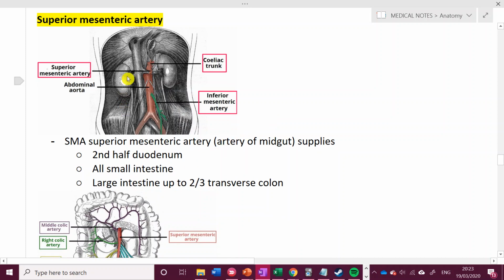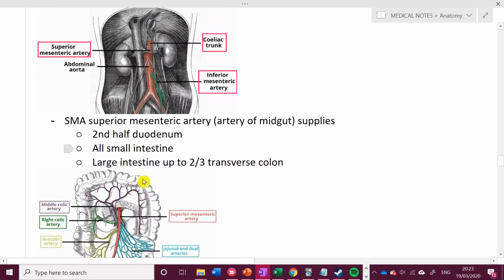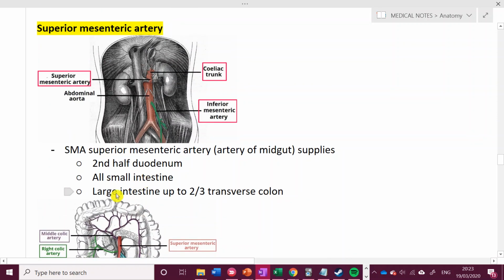So let's talk about the superior mesenteric artery, which is the artery of the midgut. This supplies the second half of the duodenum, all of the small intestine, and the large intestine up to 2/3 of the transverse colon. So all of the small intestine and a part of the large intestine.